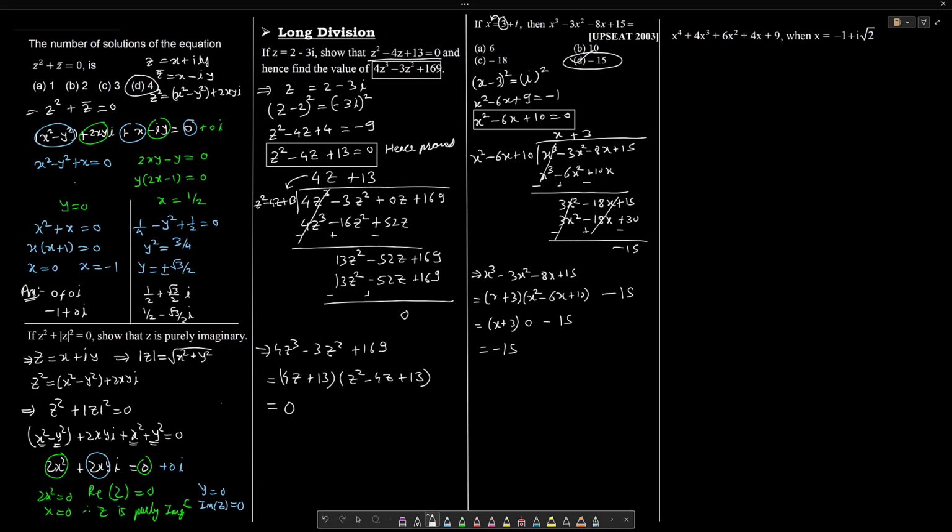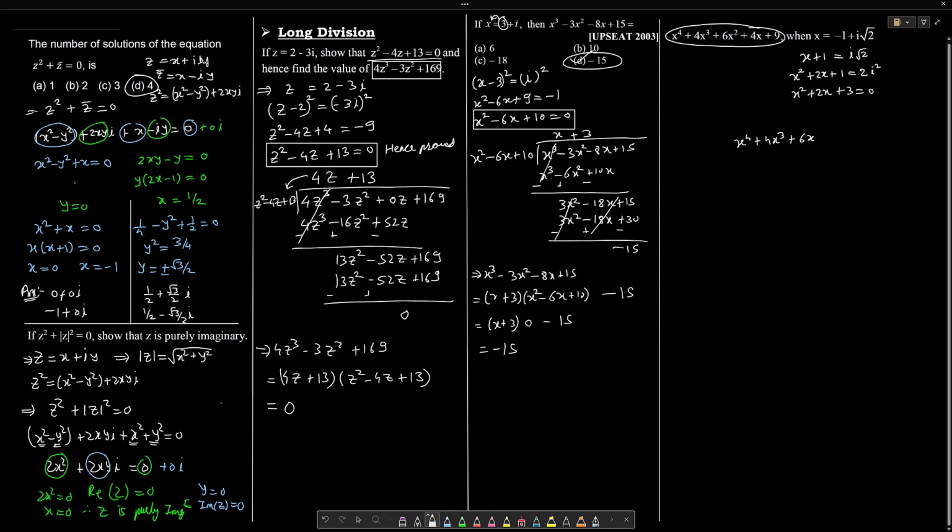We have to find this polynomial for x equal to minus 1 plus root 2i. So here we get x plus 1 is equal to i root 2. Square on both sides, we'll get x square plus 2x plus 1 is equal to minus 2. So we'll get x square plus 2x plus 3 equal to 0. Okay. Now let's divide the given polynomial with our obtained polynomial.